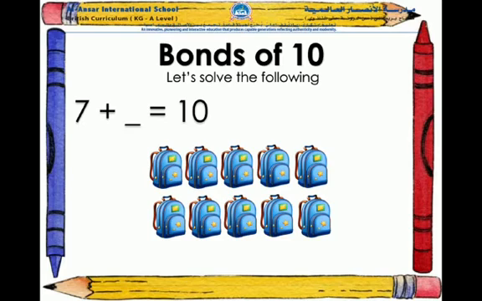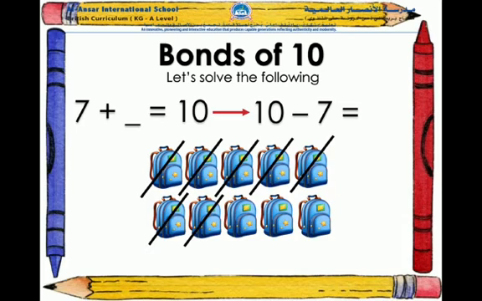Now, let us solve the following numbers. Here we have 7 plus something that equals to 10. Now, to help us solve this, we can turn this into a subtraction sentence. We can take the number 10 and put it in front, and take away the number that we know we have. So 10 take away 7 equals to how many do we have left?